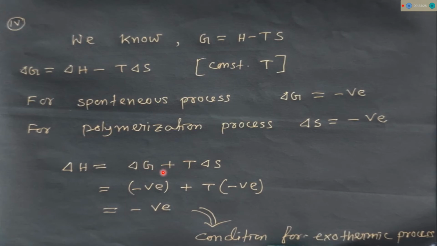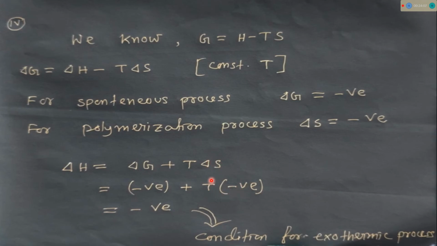For spontaneous process, del G negative. For polymerization process, del S negative, and also T is a positive value. Temperature is a positive value, so we have to consider here temperature is a positive value. So temperature का value तो negative होता है कभी-कभी, but for spontaneous process of polymerization, we have to consider here temperature is positive, and since del G is more negative, and also this del S is also more negative.